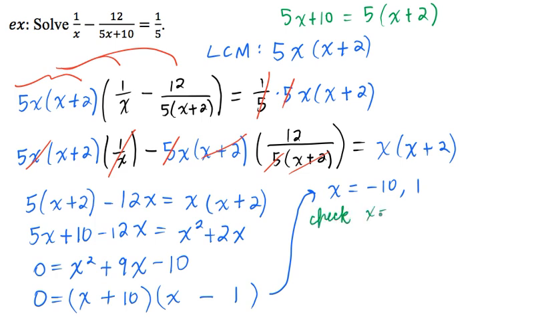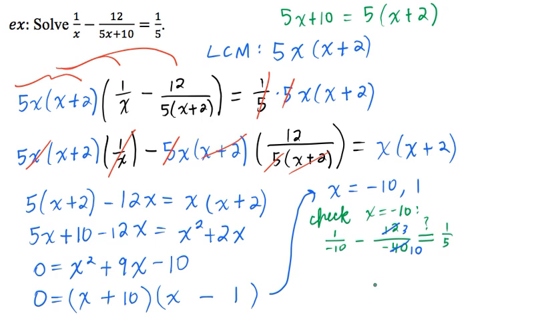So let's check x equals negative 10. It's a little bit tedious to do, but you've got to do it. So plugging in negative 10, we'll get negative 1/10 minus 12 over, let's see, 5 times negative 10 is negative 50, plus 10 is negative 40. Does that equal 1/5? Well, let's see, 12 and 40, we can take a 4 out of both of those, so that reduces to 3/10.